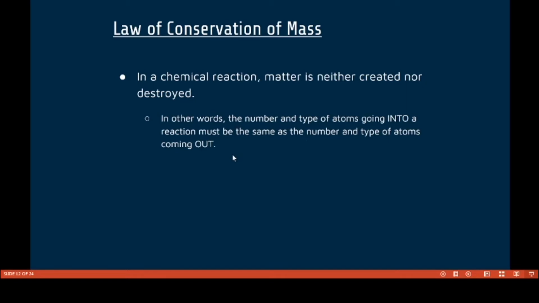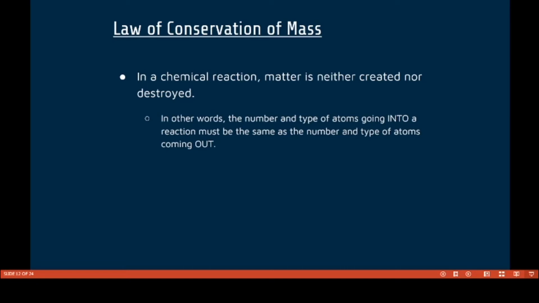So the law of conservation of mass states that mass is neither created nor destroyed during a chemical reaction. Therefore, the number of atoms of elements on both sides of a chemical equation should be equal to show that matter is conserved.